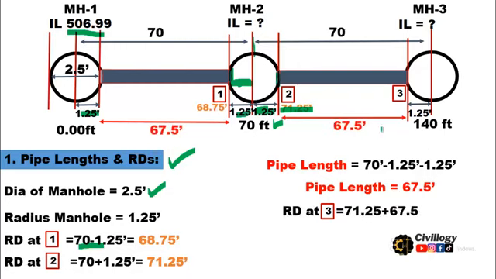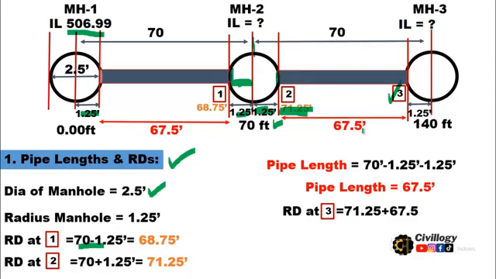Okay, so if we talk about the second segment, what will be the end RD, or you can say the RD at point number 3? It will be equal to 71.25, as we have reached over here and the distance is 71.25.